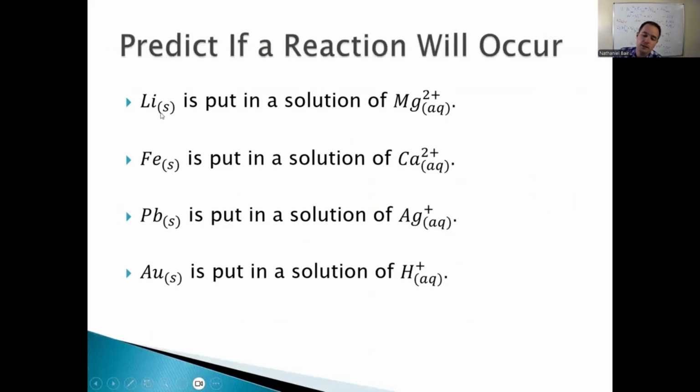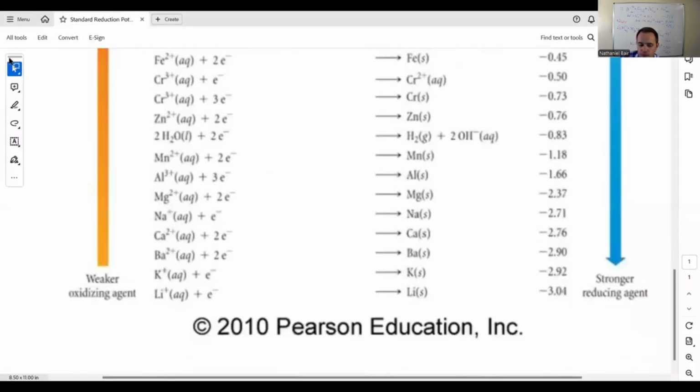This is actually the first part of the lab tomorrow, to develop an activity series. If I put lithium solid in a solution of magnesium cations, I want to know, is a reaction going to occur? Well, lithium's the metal here. Is lithium a more active metal than magnesium? If lithium's a more active metal than magnesium, it will absolutely give its electrons to magnesium, right? So if we go to the standard reduction potential table, we're looking to see where lithium is and where magnesium is. And the answer is, yeah, lithium is more active than magnesium.